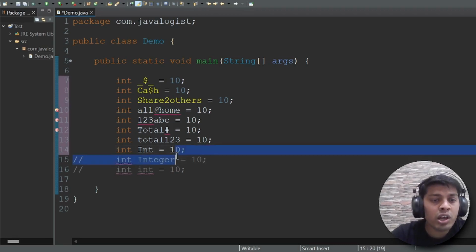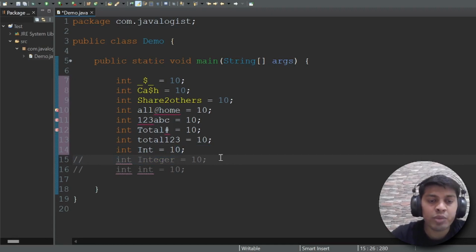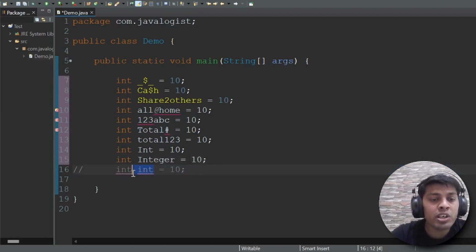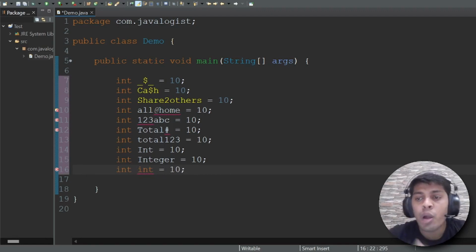This is also allowed because Integer is an inbuilt class name. So this is also allowed. And this one is not allowed because int is a reserved word. So this is not allowed. So this gives a compile time error. You now clearly understand what identifiers are. It's just a name for writing variable names, method names and class names. And to write it, we have to follow the set of rules that we have discussed.